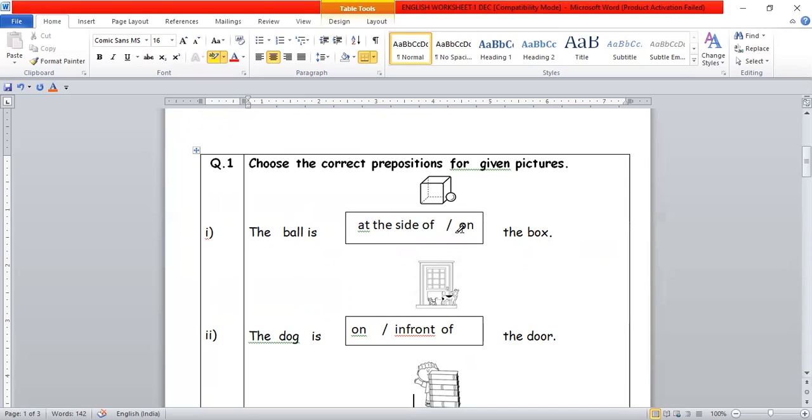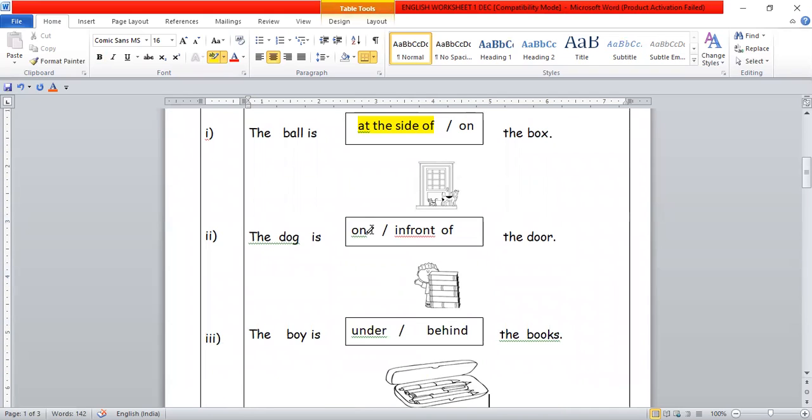On always means upar, right? On means upar and in means under. Remember this much. On is upar. So is the ball on the box? No. The ball is at the side of the box. Now let's read the sentence. The ball is at the side of the box. Very good. Let's move down.